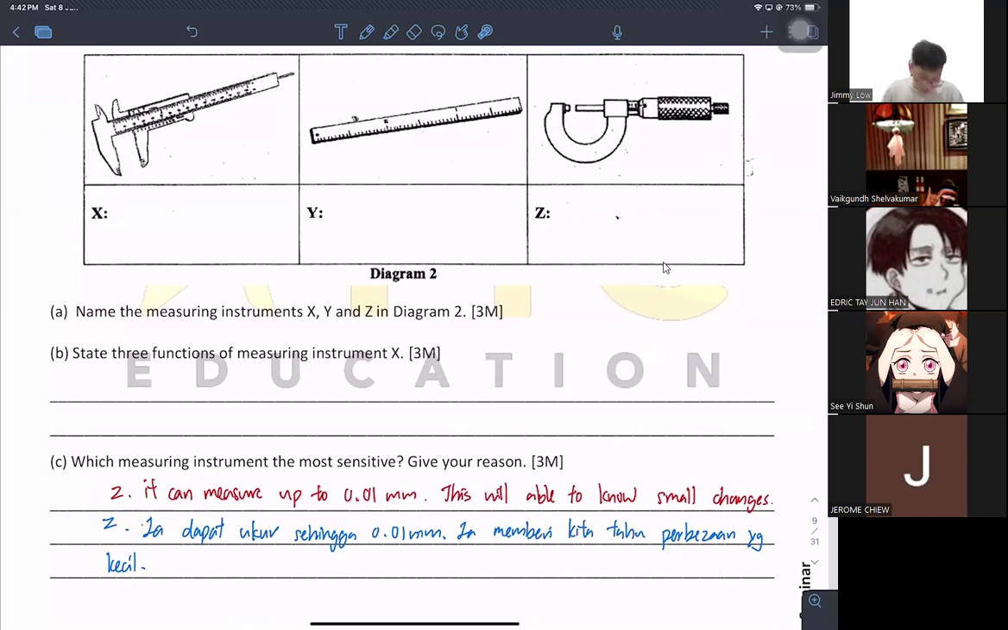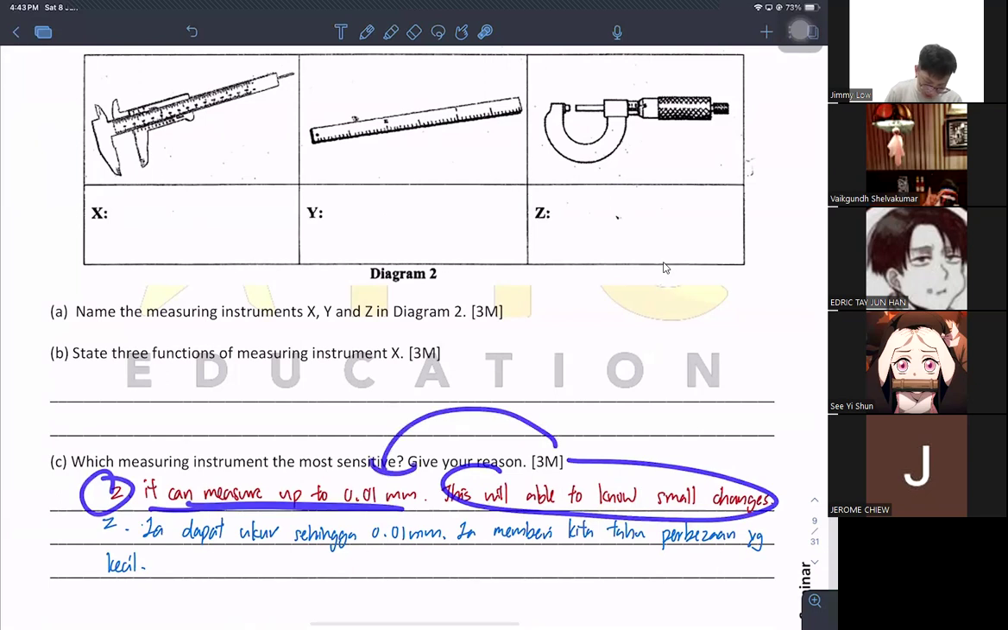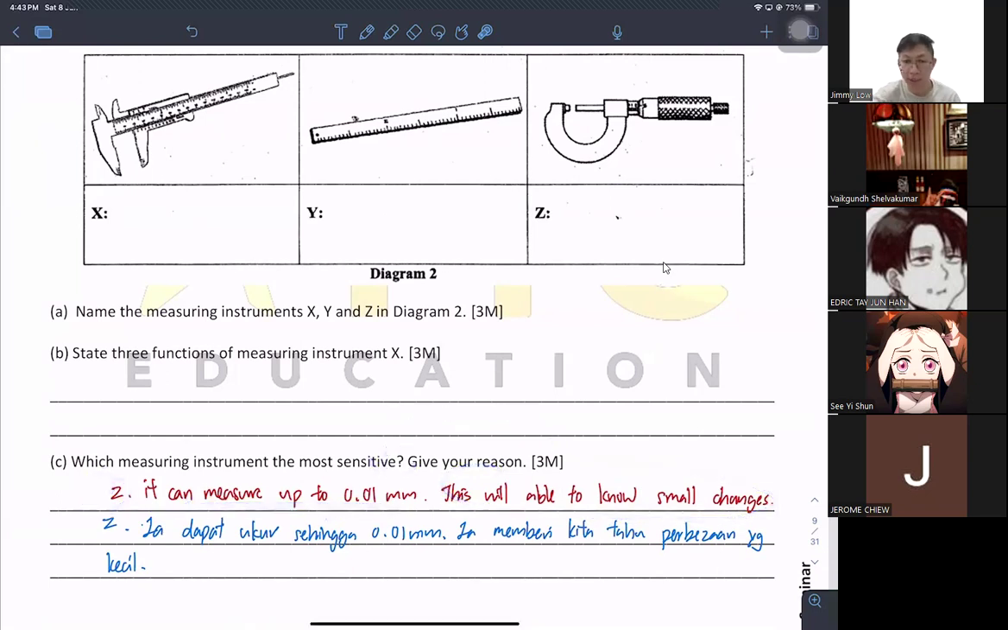Then give another reason. Why do you say this can help you get more sensitive? Because it is able to know small changes, or it allows you to measure small changes. So 3 marks. Reason is 1 mark. You further elaborate why you say it is more sensitive is the third mark.